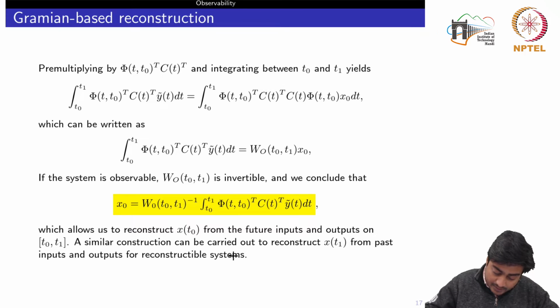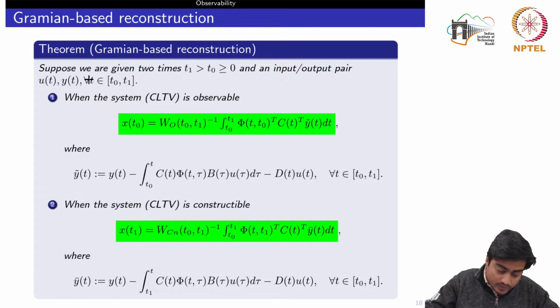Okay, a similar construction can be carried out to reconstruct x of t1 from past inputs and outputs for constructible systems, right? So we have the immediate result: suppose we are again given two times t0 and t1 and an input-output pair u, y for all time t belonging to t0 to t1. When the system CLTV is observable, we can compute x of t0 using this formula, where y tilde is given by this one. And when the system CLTV is constructible, again we can compute x of t1 using this constructibility Gramian.